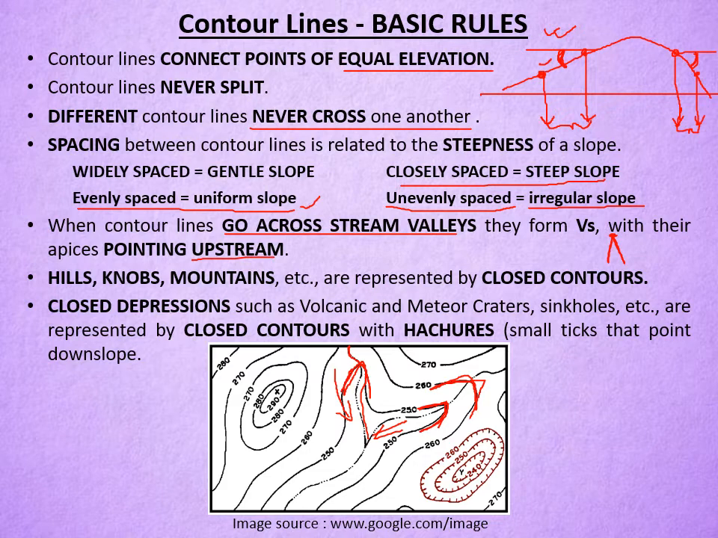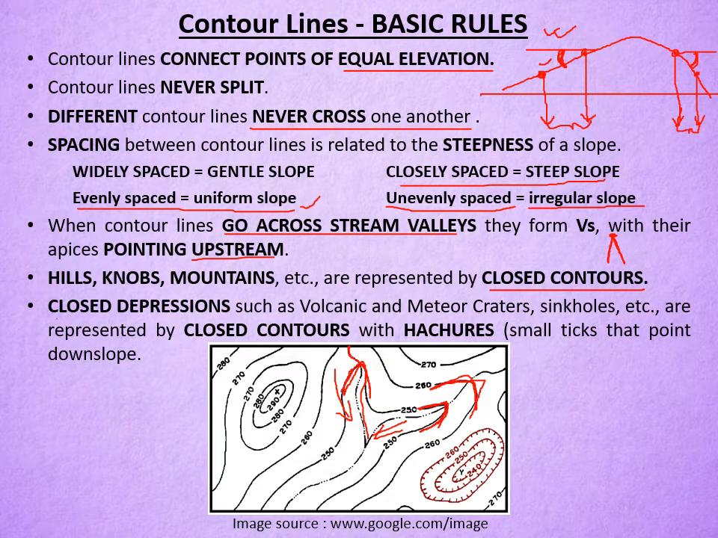Hills, knobs and mountains are represented by closed contours, as you can see in this picture. These are the closed contours, not open. But if you see the 260-meter contour line, this is not closed, this is an open line. But the 270-meter contour line, you can see it is closed. It's a closed contour line which indicates that it is a hill, knob or mountain.